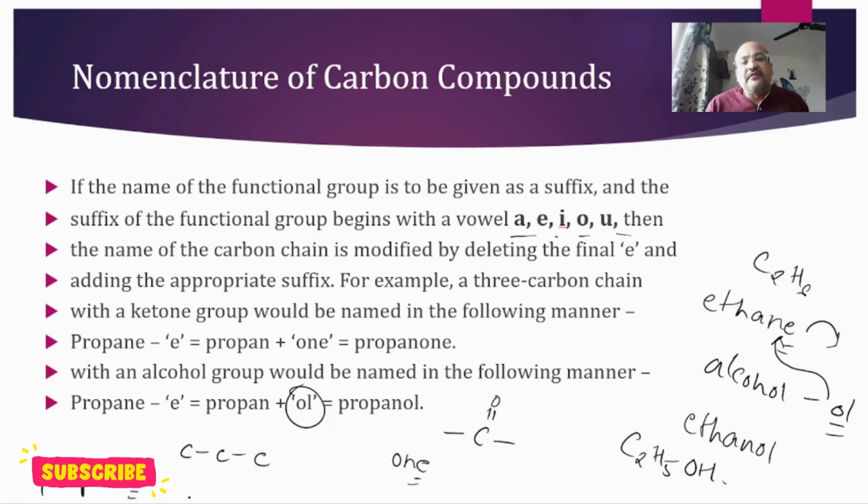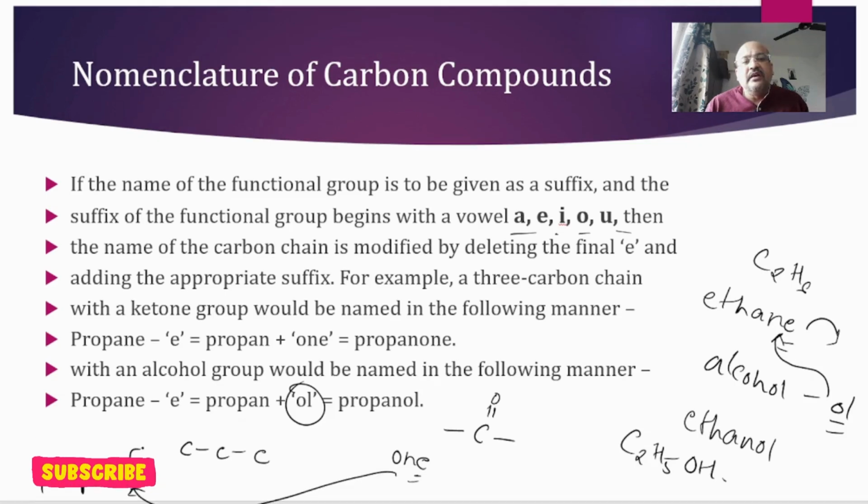What I need to do is, the suffix will come, meaning this one will come here and replace this. So this will be my propanone. See, one has come here in place of E. Then I need to write it like this: CH3, CH3. So this is my propanone, right?